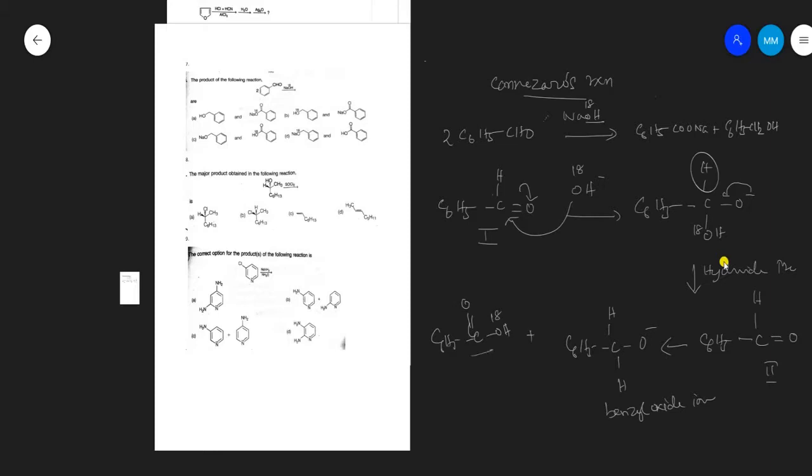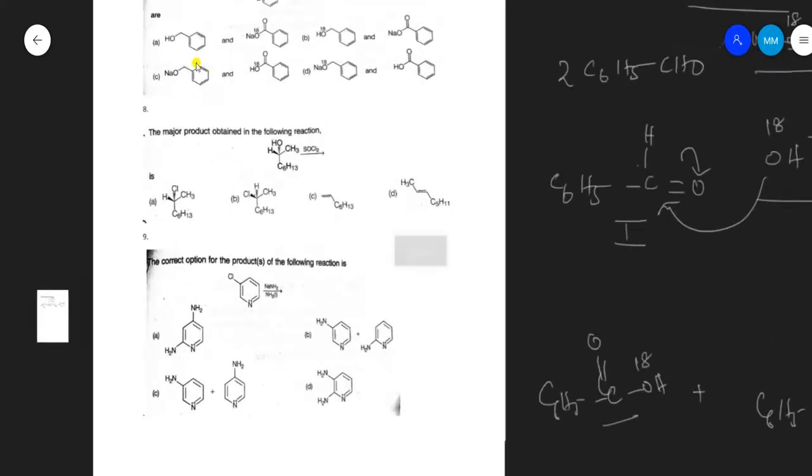What is your answer now? See the answer. Here, the alcohol does not contain enriched oxygen. The acid contains enriched oxygen. So our option is A.